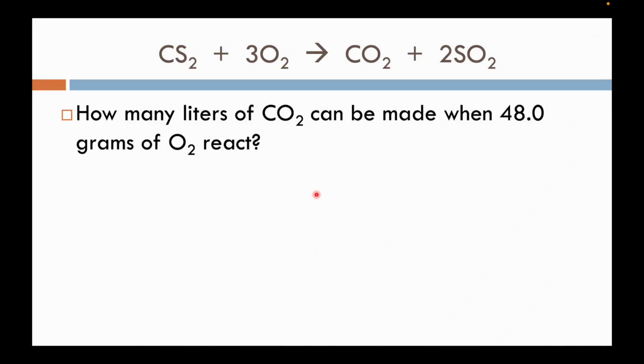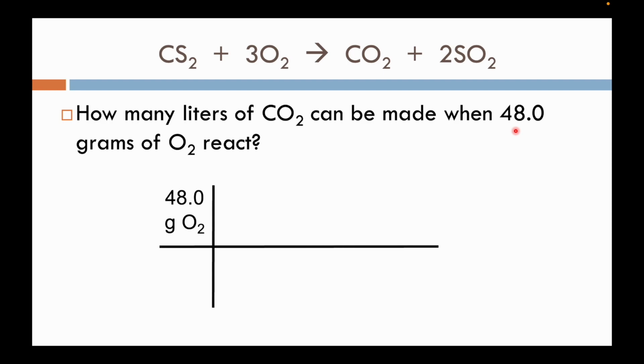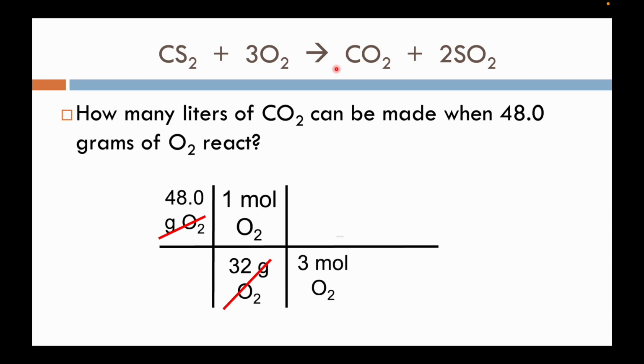This is the opposite. Now we want to know how many liters are going to be made when we start with grams. So we start with 48 grams of oxygen. We're going to convert grams to mole by using my periodic table. I look at the molar ratio between the oxygen and, in this case, the carbon dioxide. They are a 1 to 3 ratio. So for every 3 moles of oxygen, it's going to make 1 mole of carbon dioxide, making sure moles cancel and I don't have these backwards.